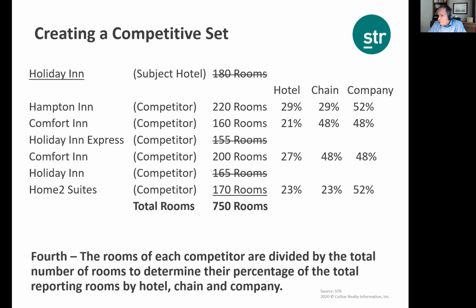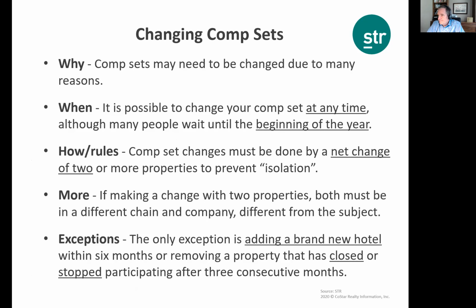Now, when we go to company, let's take a look. The Hampton Inn and the Home 2 Suites Inn are both Hilton parent company properties. So we add those 2 together and we get 52%. So now we have 52% Hilton, 48% the Comfort and the Comfort are both Choice parent companies. But the good news is, remember, that number is not 50, but 70. So this comp set actually passes the percent check rules, and this would be approved by STR.